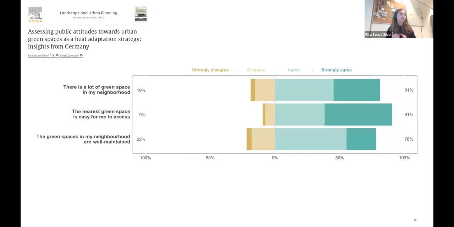And the first result was it's actually quite easy to get to a green space, at least for the population that we surveyed. If you compare this with studies from other European countries, or even more so from North America, it means that in Germany it's much easier to find a nearby park than in other cities. And they are also quite happy with how the space is maintained, so they enjoy being there for the quality of the greenery. So this was our starting point.